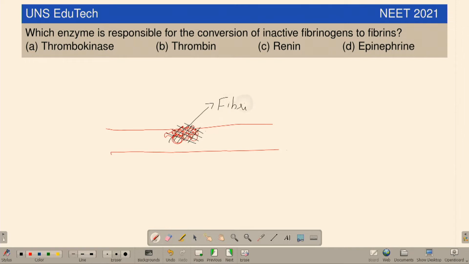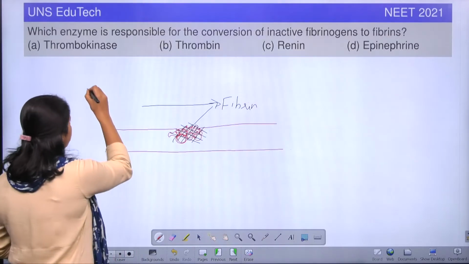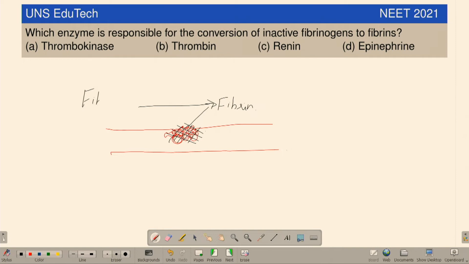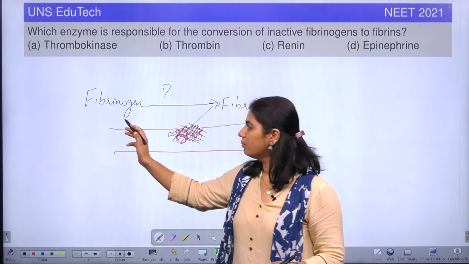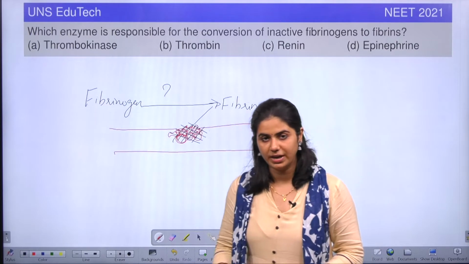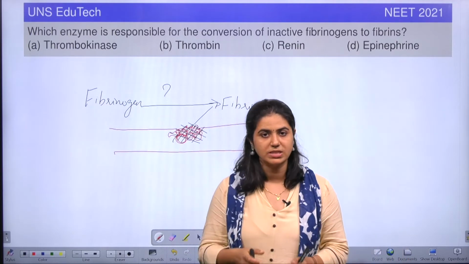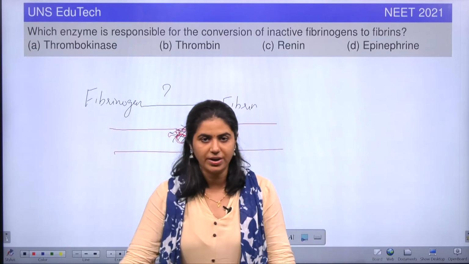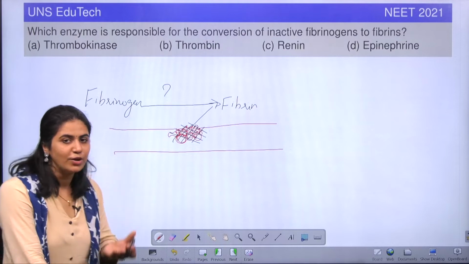Fibrin. Now the question is, the inactive form of fibrin is called fibrinogen. Fibrinogen. And the question is, which is the enzyme that converts this inactive form, fibrinogen, which is present in our blood, into fibrin at the time of a cut in the blood vessel or an injury in the blood vessel, right? That's the question. So for that, let's go to the cascade of blood clotting.